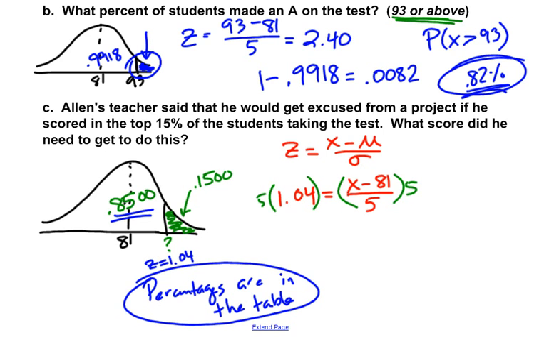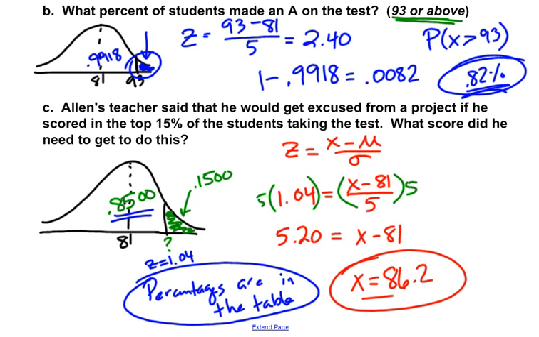And that would leave us with 5.20 over on this side. And on the right side, we would be left with x minus 81. So our last step would be to add 81, and we will find that x is equal to 86.2. That means that on this test, Alan is going to have to get an 86.2 or higher to get into that top 15% of students.